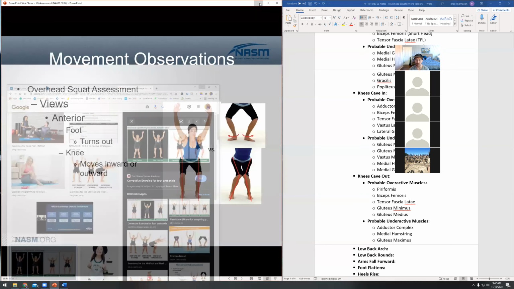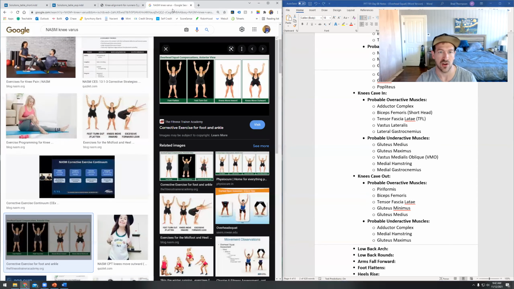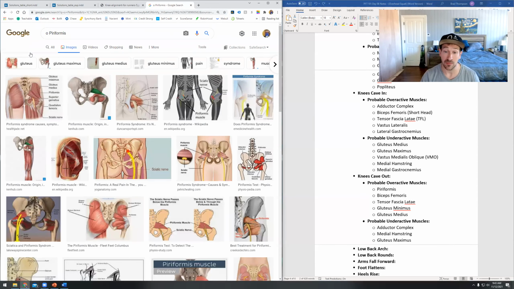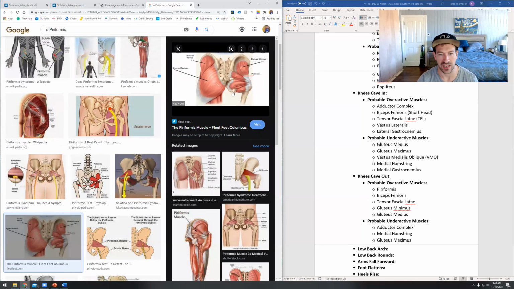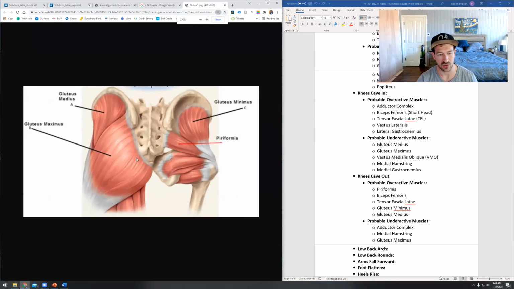We don't see it as often, but it means exactly the opposite of what we talked about with the knees caving in, right? Our overactive muscles. This time, we're going to see the piriformis is one of our overactive muscles. Now, anybody who's ever had bow-legged posture will tell you that it'll feel like they have sciatica. They'll get shooting leg pain. And your piriformis is this little tiny short muscle right here. It lives underneath your gluteus maximus. So it's actually right in here.